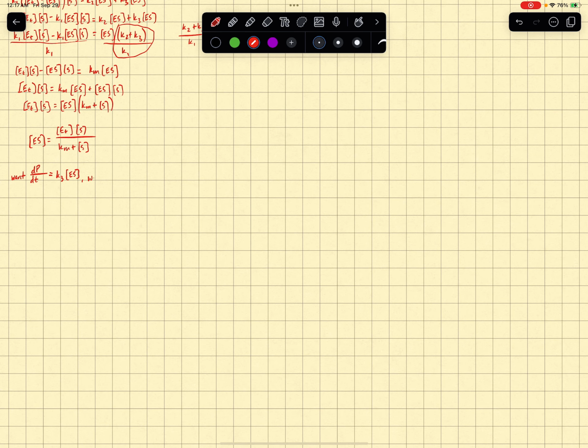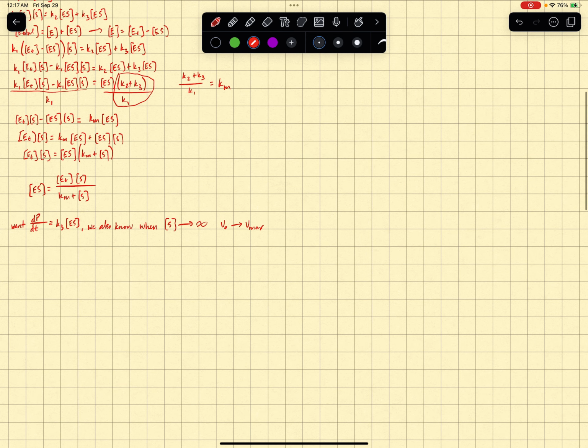And we also know that when the substrate concentration goes to infinity, then the velocity of our reaction goes to Vmax.